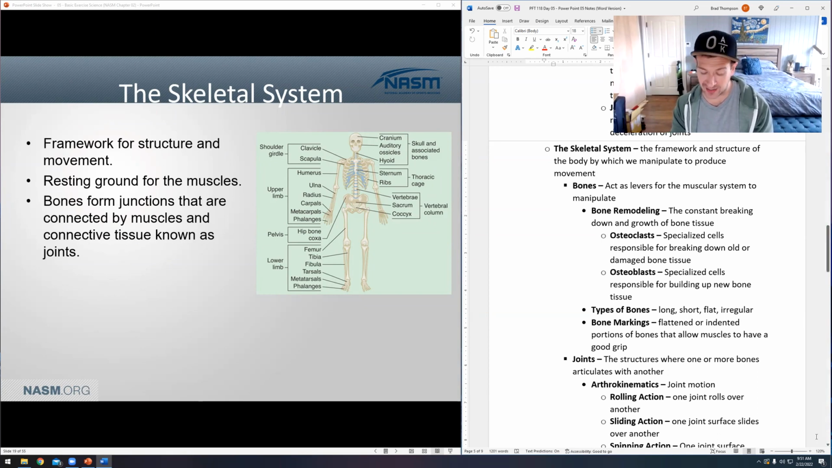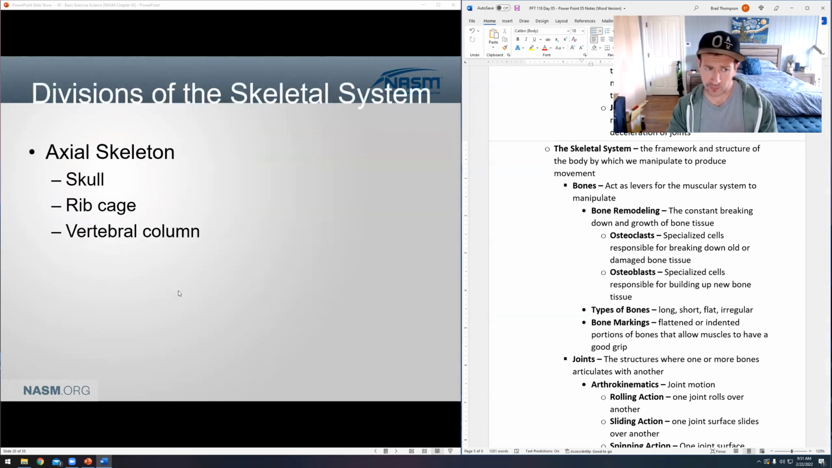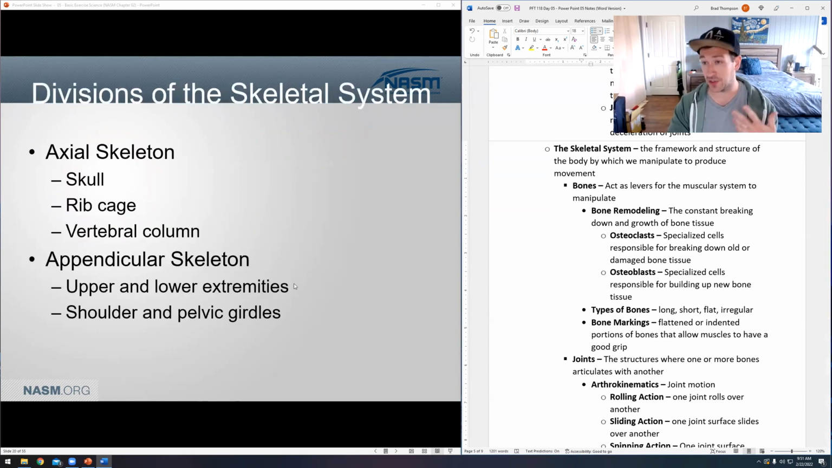As we're looking at it, it acts as the resting ground for all of our muscles. It allows our muscles to have something to manipulate. It makes these big long levers that allow us to move things around, right? So it's going to be made up of your skeleton, yes, your bones, but it's also made up of all of your joints and all of your connective tissue that live within those joints. So when we say skeletal system, we say bones, joints, and connective tissue.